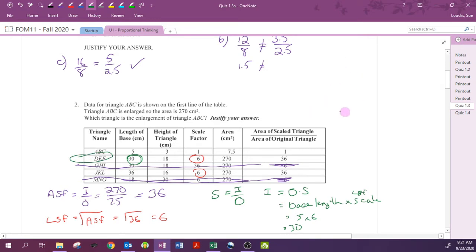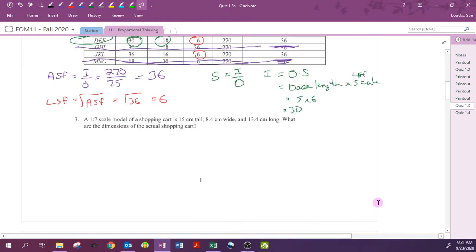Okay. You could have also done image is original times scale for the height of the triangle. 3 times 6 is 18. That works as well. Okay. But neither of those gets you 36 and 16 for the sides, or the base and the height. Okay.